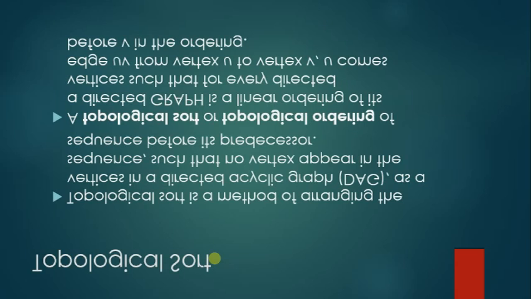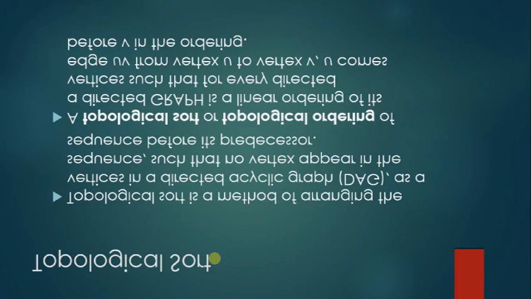Topological sort is a method of arranging the vertices in a directed acyclic graph, or DAG, as a sequence such that no vertex appears in the sequence before its predecessor. It is a linear ordering of its vertices such that for every directed edge UV from vertex U to vertex V, U comes before V in the ordering.